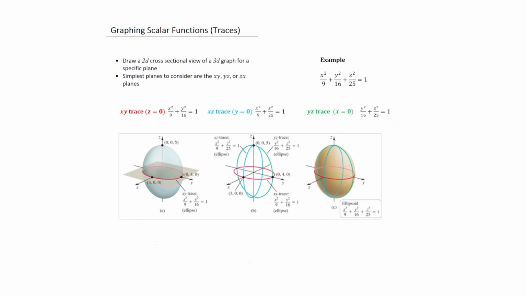So let's take the first diagram here, and let's look at the xy trace. If we set z equal to 0, that means we end up with an ellipse with a major axis and a minor axis. And they're drawn on the xy plane, which is the red line that you see there. So the major axis basically is going to be 4, and the minor axis is 3. Okay, that lies on the plane.